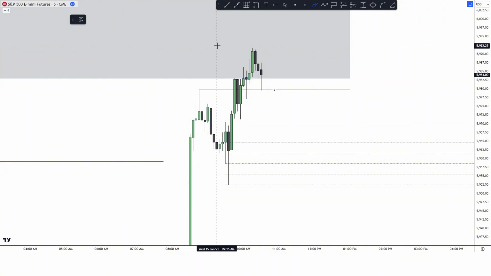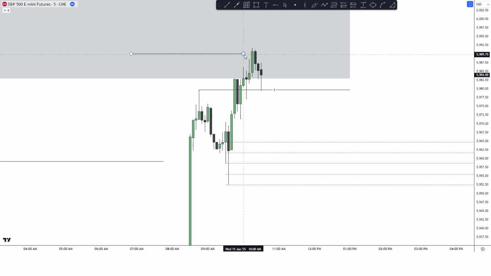Right here is when I took my exact entry. Once price tapped into this fair value gap level and then gave this CISD. So essentially a CISD is when we have a last up close candle that then gets broken within a higher time frame point of interest.